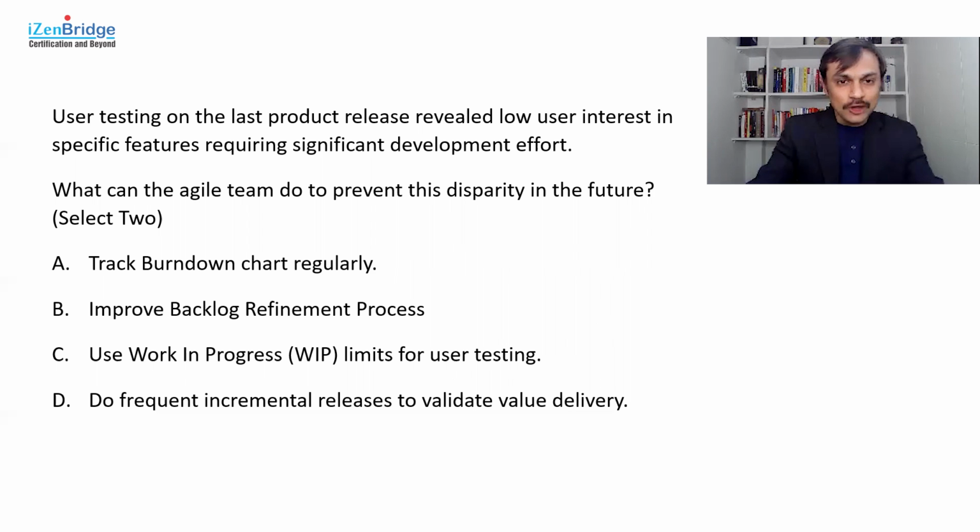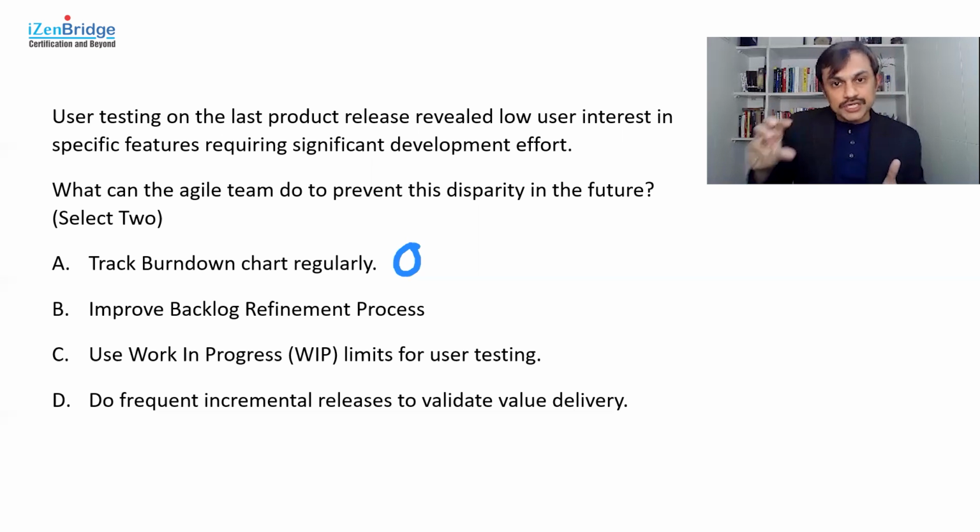Okay, so let's look at these options one by one. Track burndown chart regularly. So by tracking the burndown chart regularly, what can you achieve? You can probably detect if there is a deviation in the agreed release plan or the agreed sprint plan or iteration plan. You are tracking the burndown chart to ensure that we are as per the plan. Now, ensuring that you are as per the plan for delivering the deliverables may not ensure that you are delivering something which will get liked by the end users.